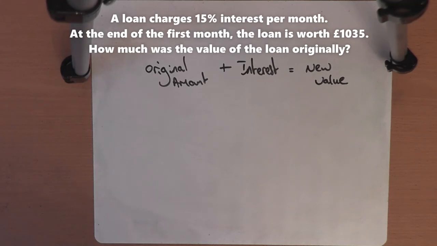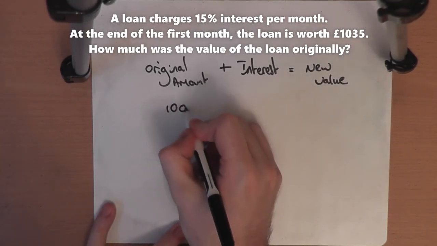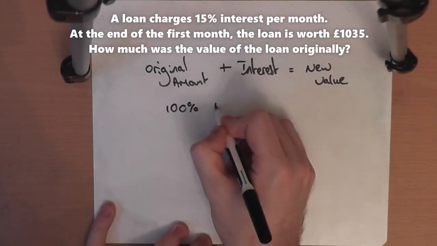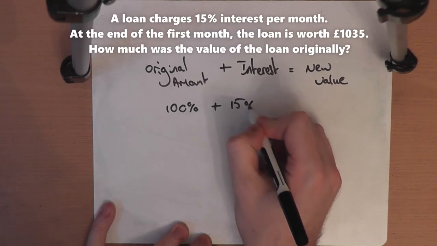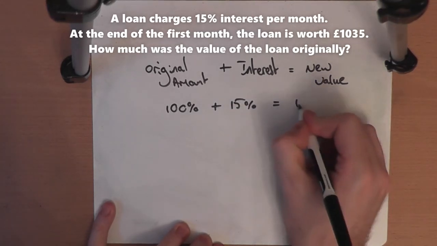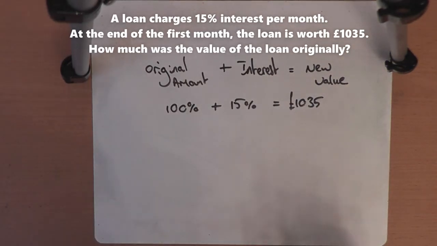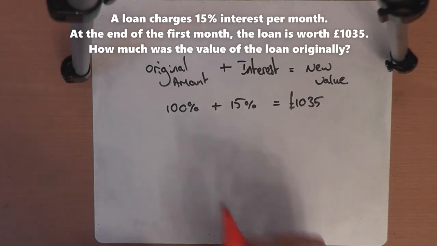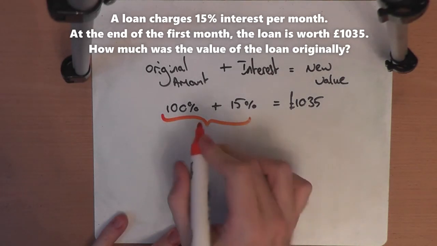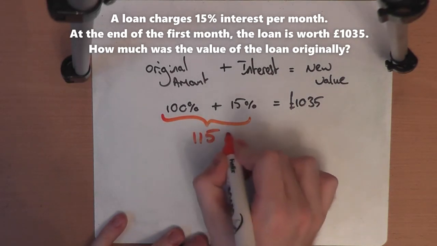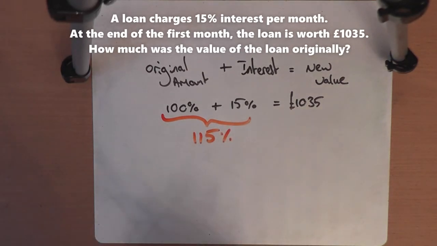Now we know some of these. The original amount must have been the original 100%. The interest was an extra 15% added on, and the new value is £1,035. If we have got the 100% original and 15% extra, then what percentage do we have now? We have 115%.